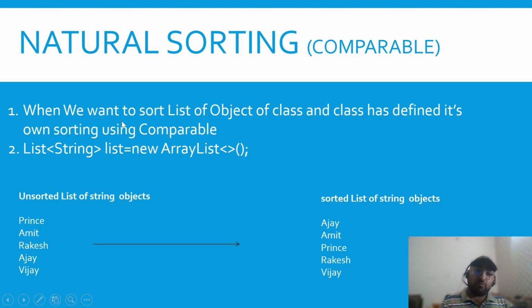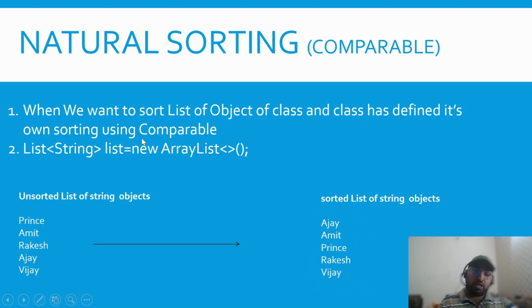Now let us try to understand what is natural sorting. Let us say we have created a list of strings, an object of ArrayList, and we are adding Prince, Amit, Rakesh, Ajay and Vijay. These are the string objects and they are appearing in an unordered list, right? And what we want is to achieve this ascending order. So this ascending order is known as natural sorting of string, right?